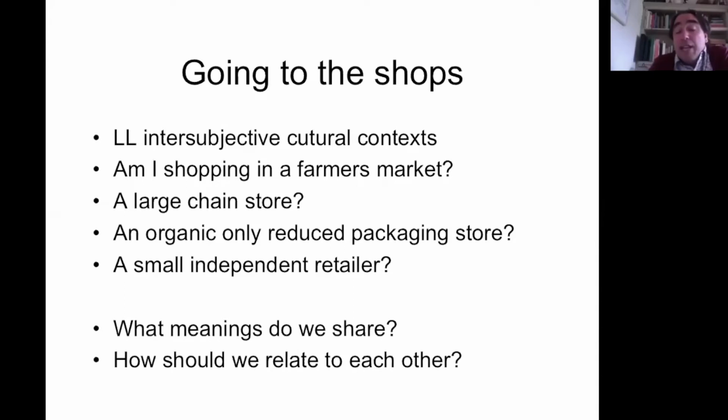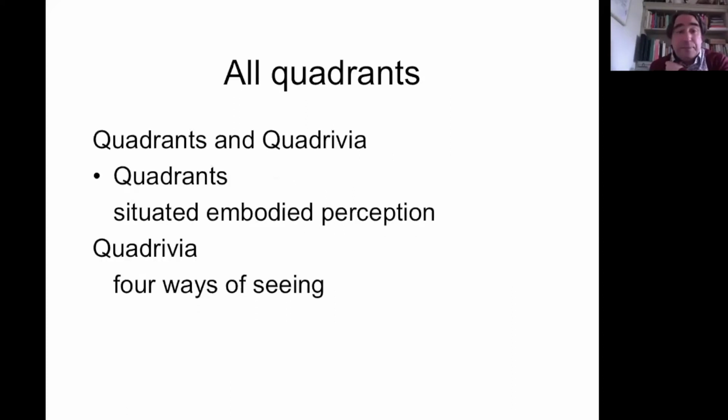How should we relate to each other? Take for example, if you're in an organic only reduced packaging store, they'd actually want you to be friendly to them and to take the time to talk. But if you're in a large chain store, they may want you to hurry on because they want to serve the next customer and they may want you to be efficient. So it may be different depending on different contexts.